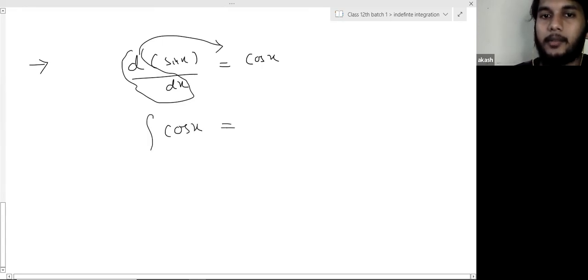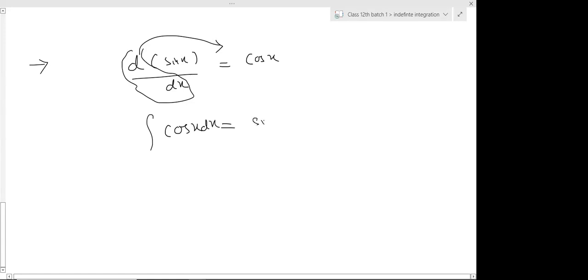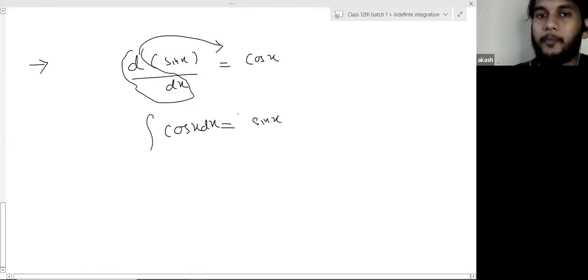Integration of cos x dx will be equal to sine x. Very simple. If differentiation of sine x is cos x, then what function will we get if we integrate cos x? Sine x. Right? Just the opposite, the reverse process. All right. But remember one thing, there will be a constant of integration here. This is called the constant of integration.